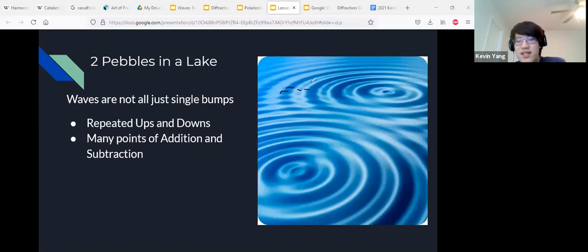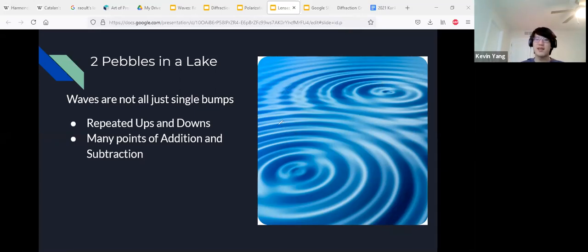Because at these points, we're going to see lots of high points mixing with other high points, or high points that might be canceling out with low points, or low points that might be getting even lower because they match up with the low points of the other wave, or places where low points are canceling out with the high points, right?